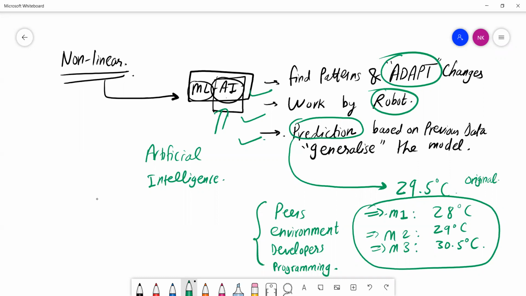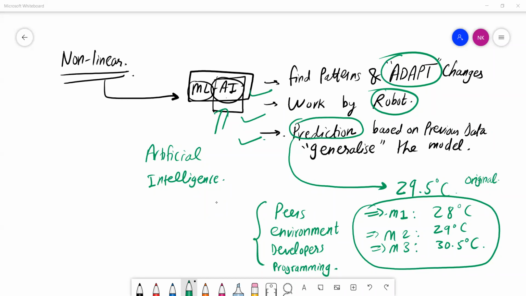Have you got the question I'm trying to ask? Correct, it will be model 2. Why? Because the original is 29.5 degrees Celsius. Model 1 is saying 28 degrees Celsius, model 2 is saying 29 degrees Celsius, and model 3 is saying 30.5 degrees Celsius.